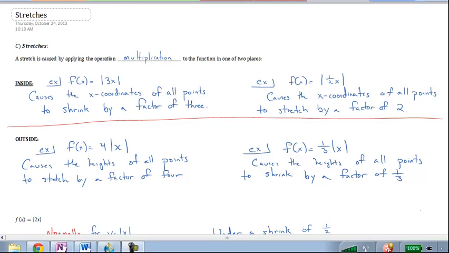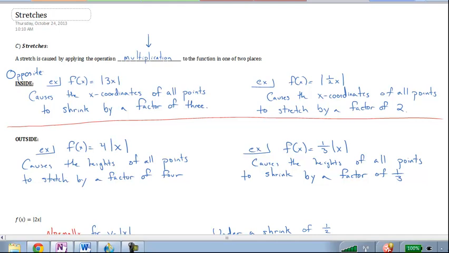So our last of the three types of transformations are the idea of stretches and shrinks, which is caused by applying the operation multiplication to the function in one of two places. Keep an eye out for the difference again between inside and outside. Remember that inside typically has something to do with opposite.